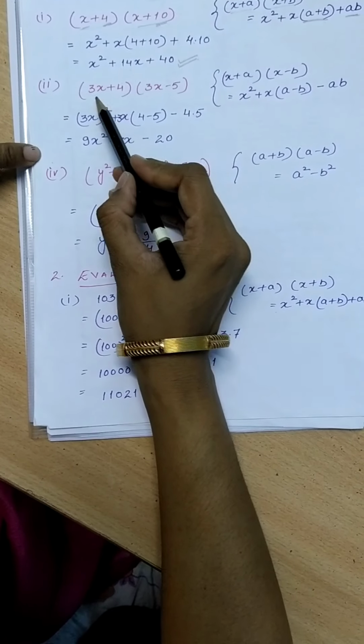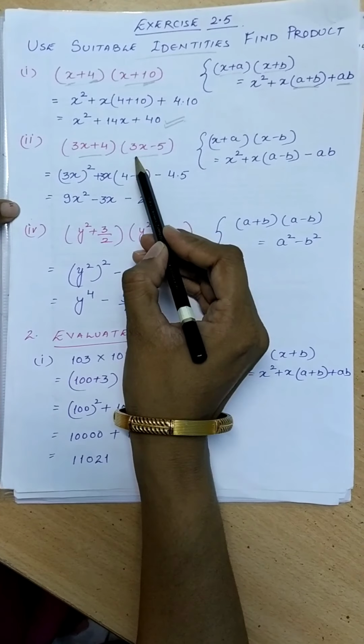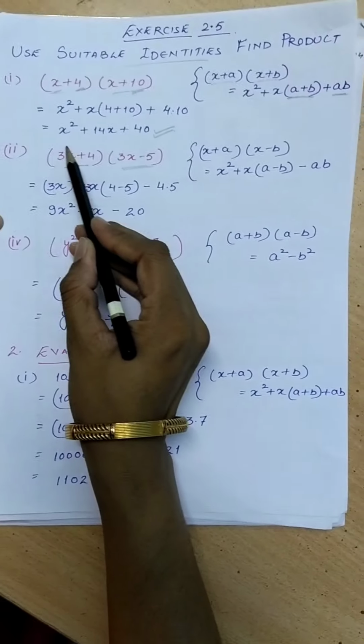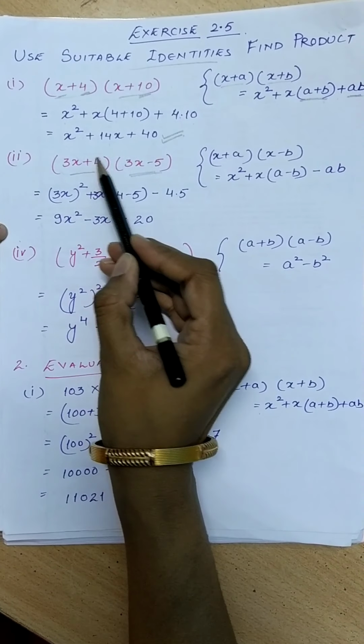Now the next question is 3x plus 4 and 3x minus 5. Now what is x here? x is 3x, a is 4, and b is 5.